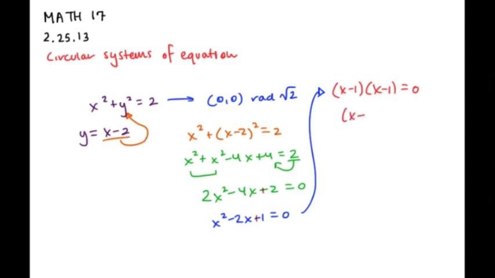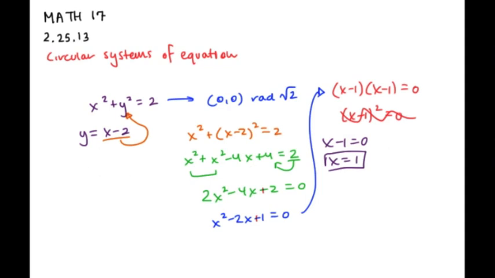And then this is just the same thing as x minus 1 squared equals 0, but we don't need to concern ourselves with that. So we have x minus 1 equals 0. We don't need to write it out twice. And so we solve for x. x is equal to 1 for this system of equations.